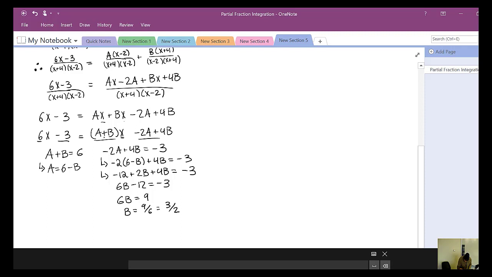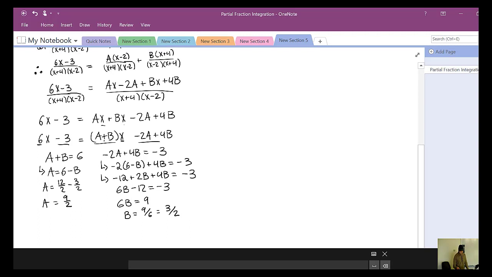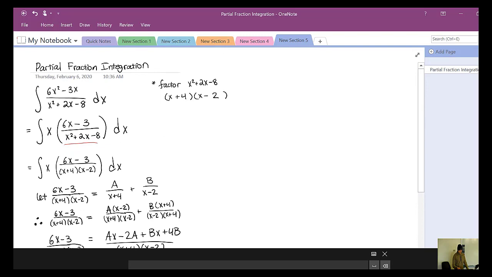Right, so we should be getting b equals 3 halves, and therefore a is equal to, let's see, 6 is 12 halves minus 3 halves of b, so that'll give us 12 minus 3 is 9, so 9 halves. That's right here. So we go back to our integral.